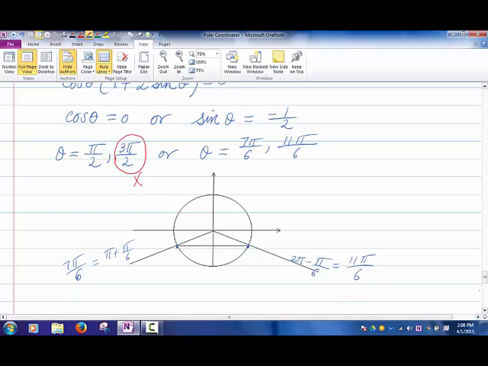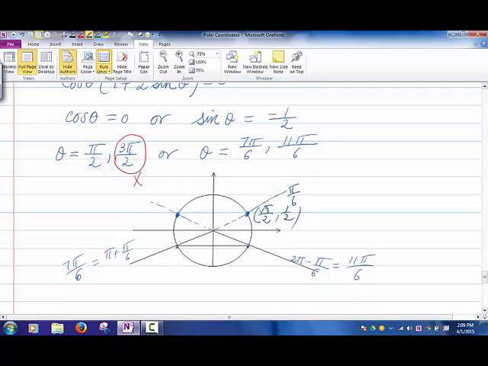Does anyone know where π/6 is? π/6 would be here, right? And what would be 5π/6? 5π/6 would be here, right? What are the coordinates of the unit circle at π/6? It is root 3 over 2 and a half, right?